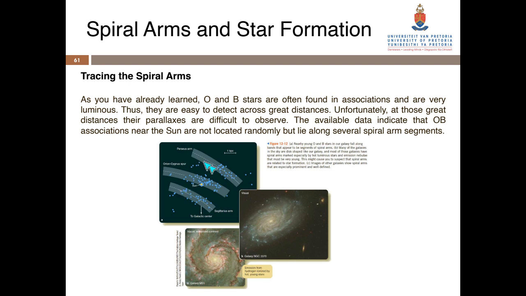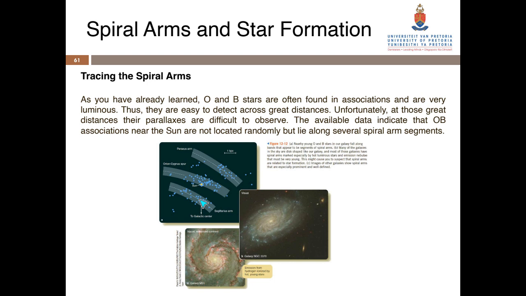Here we can see the Perseus arm. Here we can see the Orion-Cygnus spur, and that's where our own Sun is located. Here's the Sagittarius arm, and this is the direction to the center of our own galaxy. In image B, we can see many of the galaxies in the sky are disc-shaped like our galaxy. Most of those galaxies have spiral arms marked especially by hot luminous stars and emission nebulae that must be very young. And this might cause you to suspect that spiral arms are related to star formation.